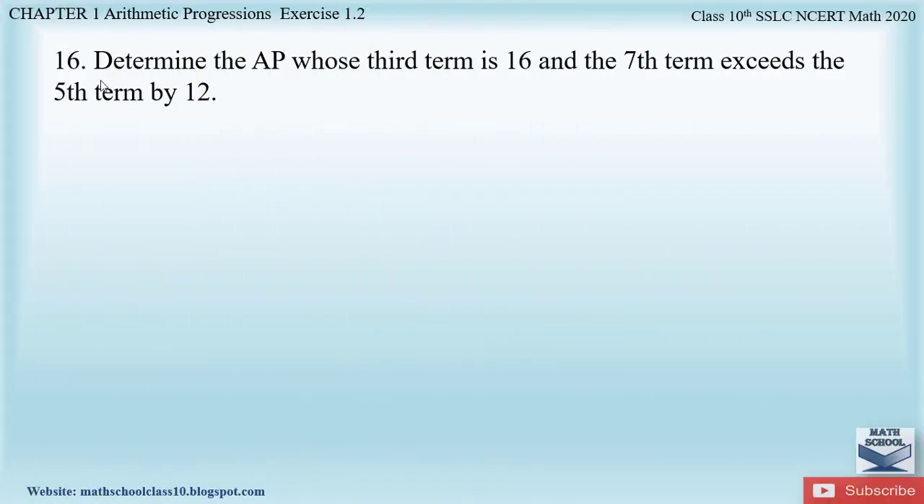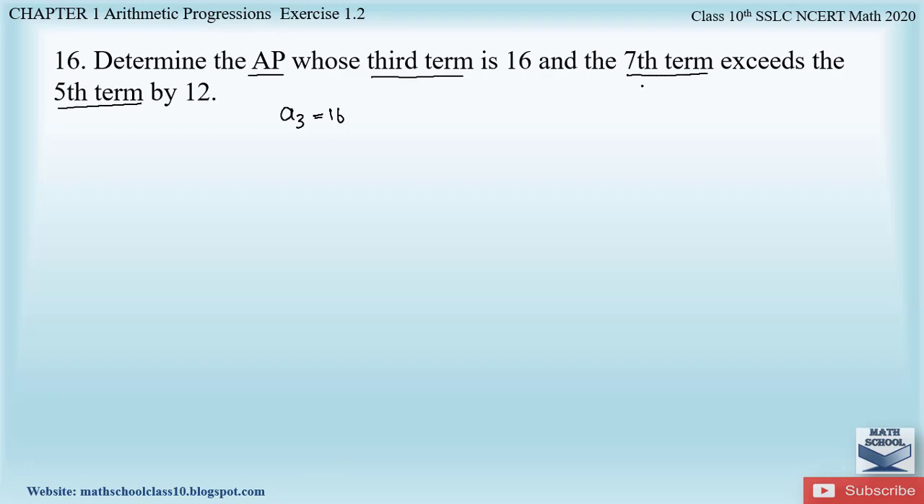In today's video, let us solve question number 16 from exercise 1.2, which says: determine the AP whose third term is 16 and the seventh term exceeds the fifth term by 12. So let us first understand the question here. They are asking us to determine the AP. We have to find the AP whose third term is 16. Third term means A3, that is A3 is 16, and the seventh term exceeds the fifth term.